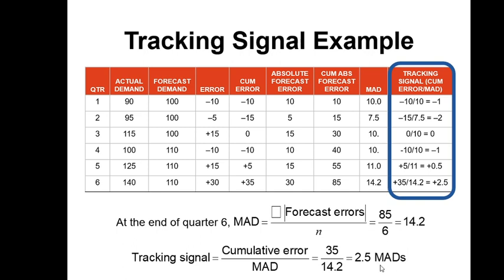Now, as I told you, the experts will have an upper limit and a lower limit. For example, if their limits are 4 and minus 4, then this number of MADs, 2.5, is within the accepted range. That means that the forecast is accurate. And this ends our class for today.